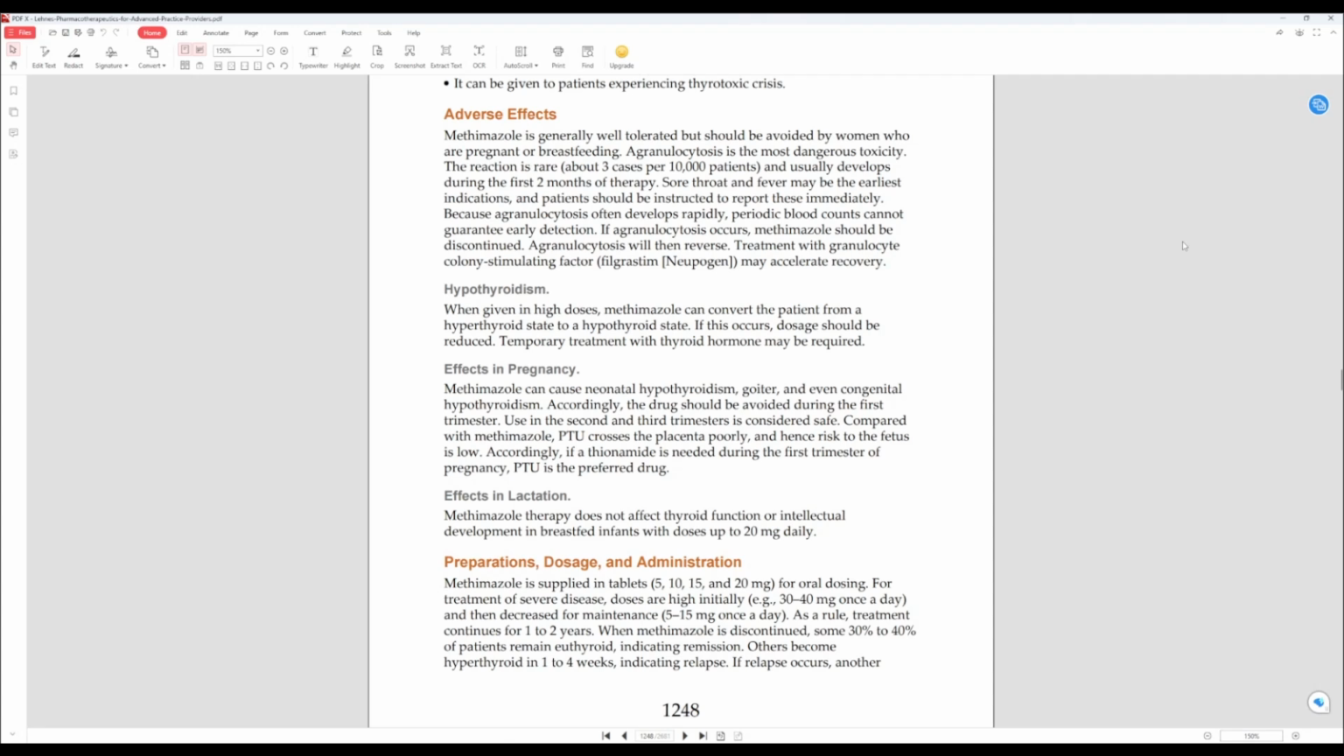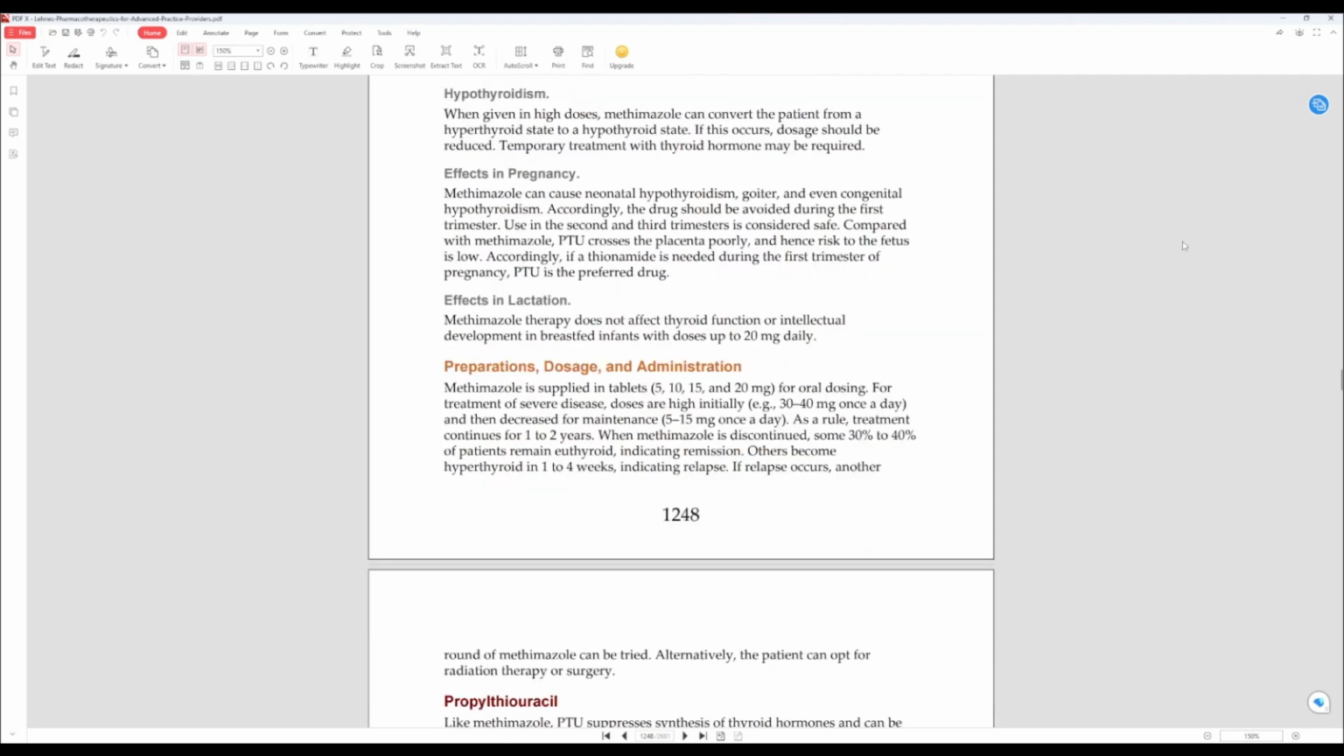Hypothyroidism. When given in high doses, methimazole can convert the patient from a hyperthyroid state to a hypothyroid state. If this occurs, dosage should be reduced. Temporarily, treatment with thyroid hormone may actually be required.